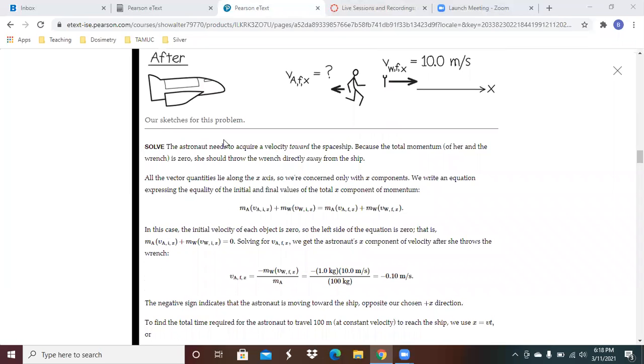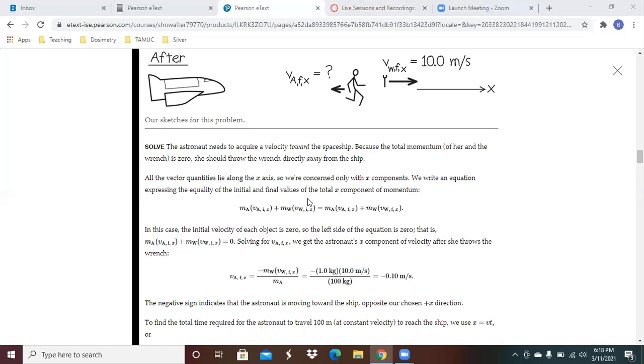So the basics here is that the astronaut needs to find a way back towards the ship. There needs to be a force that's going to send her back. Because the total momentum of her and the wrench is 0, she would throw the wrench directly away from the ship. All the vector quantities lie along the x-axis. In other words, we're going to make this a one-dimensional problem, so we're concerned only with the x components.